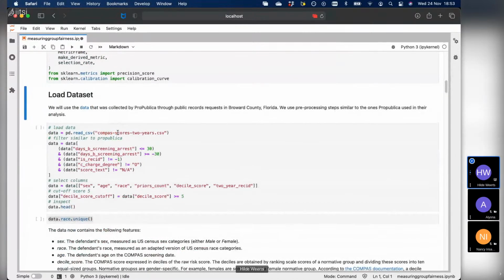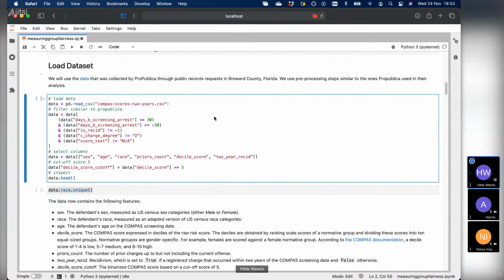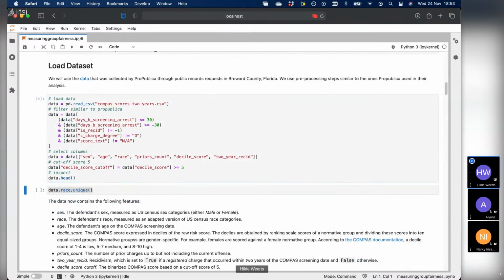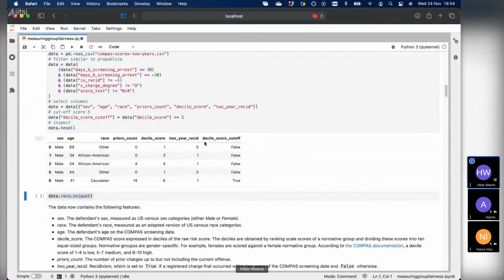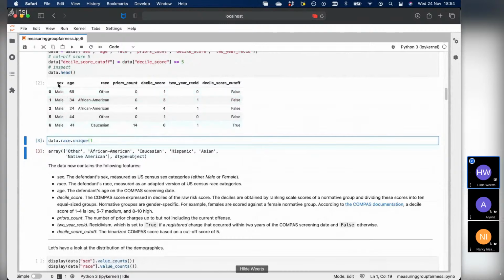Right. So we're going to use the data set that was actually collected by ProPublica, which I explained earlier is the organization that kind of revealed how Compass might be unfair. And they collected this data through public records request in Broward County in Florida. And we're going to use pre-processing steps similar to the ones ProPublica used. I'm not going to dive very deep into those.